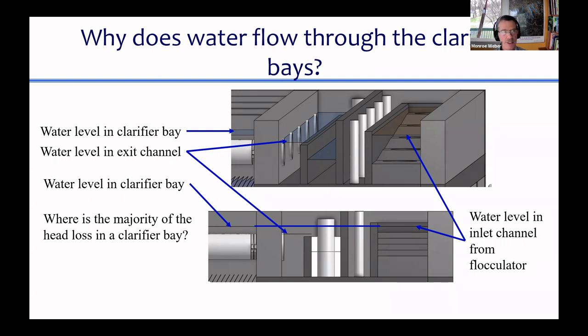We're looking for something that would cause head loss between where the water is in the clarifier bay and where it exits by going through these holes. There are little orifices, you can just barely see the outline of them, in the outlet manifold, and then the water flows through that outlet manifold and gets to this channel. Where might there be head loss? It's going through holes, and then after the holes, there's an expansion, and that is indeed the case.